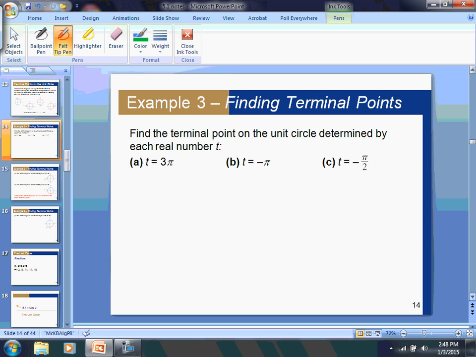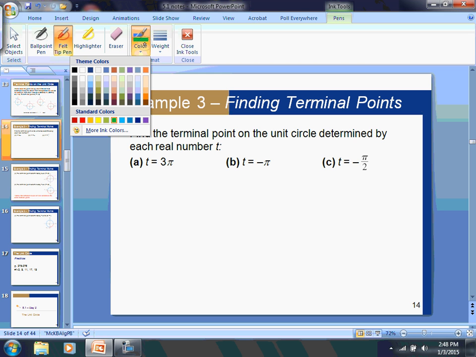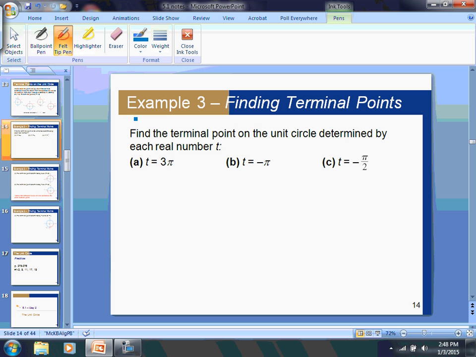So our last example for today is just to get you thinking of these terminal points and how to think of the radian movements around the unit circle. So if you need to, you can draw a little picture. There's your axis, and it says find the terminal point on the unit circle determined by each value of t. So think of t as a distance. This is telling you how far around the unit circle you want to go. So here for part A, t is 3 pi.